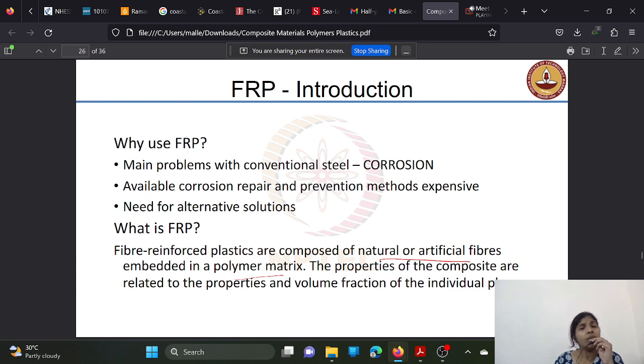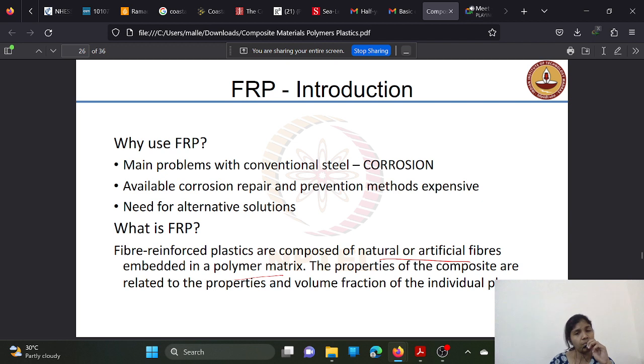See, why use FRP, fiber reinforced plastic? Because the main problem with conventional steel is corrosion, right? The available corrosion repair and preventive methods are expensive. Suppose you want to go for non-destructive testing or destructive testing in the case of steel reinforced concrete structures, it is very expensive and time consuming also. And that's why we are in need of alternate solutions.